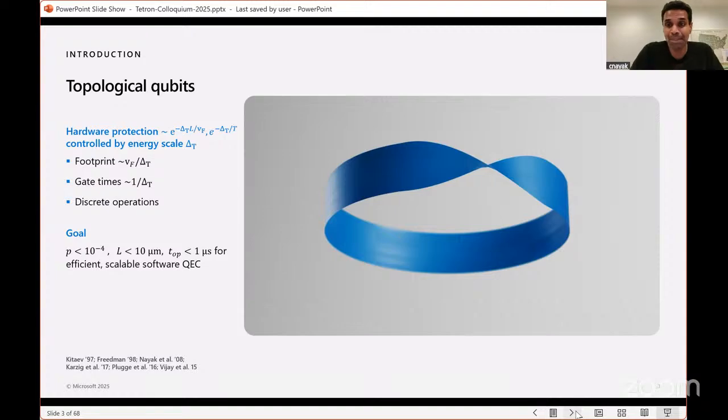Now, of course, in an ideal world, that energy scale would be extremely large and we would never have to worry about errors. But in reality, it's going to be finite, and the temperature is going to be finite, and the size of the device is going to be finite. And so our goal initially is error rates less than 10 to the minus fourth, length scale less than about 10 microns, and operation time less than a microsecond. In that regime, we can, on top of it, do some software level error correction, and we can effectively run quantum algorithms to solve extremely valuable, interesting problems on a time scale of weeks to months rather than years to centuries.